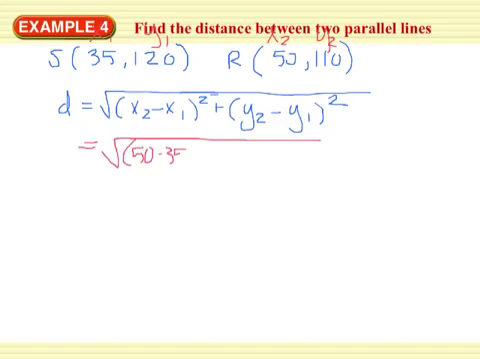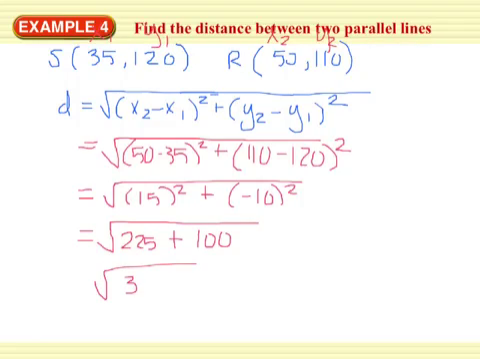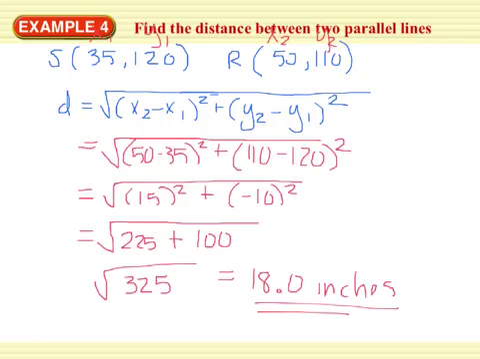50 minus 35 squared plus 110 minus 120 squared. 15 squared, negative 10 squared. 15 squared is 225. Negative 10 squared is 100. Square root of 325, 18.0 inches. Don't forget your units. All right, not so bad, right?